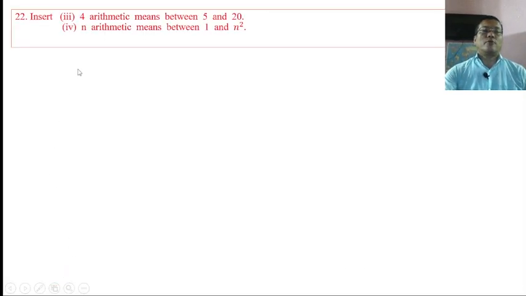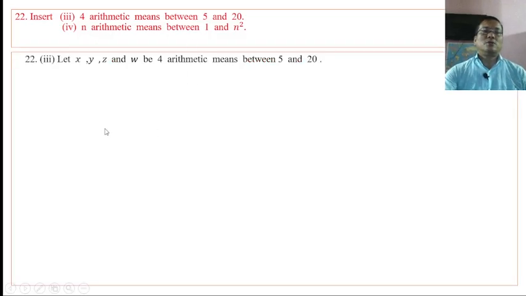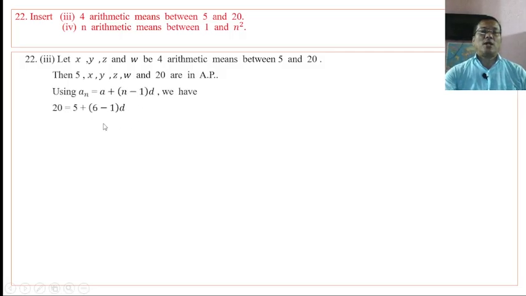Roman number 3. Four arithmetic means between 5 and 22. Let x, y, z and w be four arithmetic means between 5 and 22. Then these numbers are in AP. In that case, 20 is the last term and 5 is the first term. Using this formula, instead of an we have to put 20, instead of a we have to put 5, and the number of terms is 6. The common difference is to be found out.